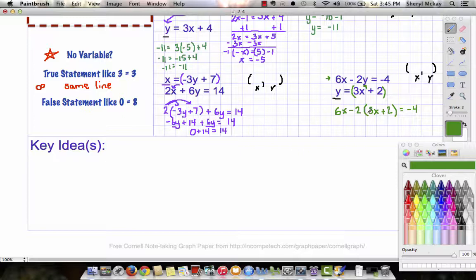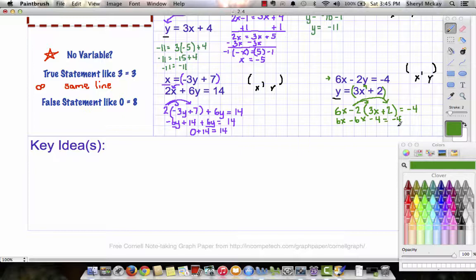Here's what you should have done first. I always like to take care of my distributive property, so I've got negative 2 times 3 and negative 2 times 2. Remember that negative has to follow the 2. So I ended up with 6x minus 6x minus 4 equals negative 4. Did I do that right?